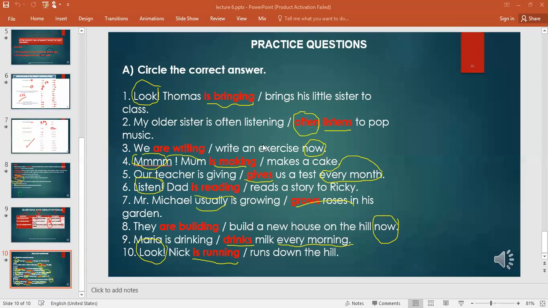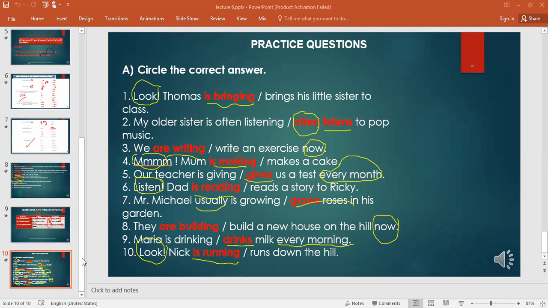Gabi, number 4. Yes, Gabi, go ahead. Mom is making a cake. Yes, is making. Why? How did we know, Gabi? Because she's doing it now. Yeah, and because they said, as if he is smelling it now.